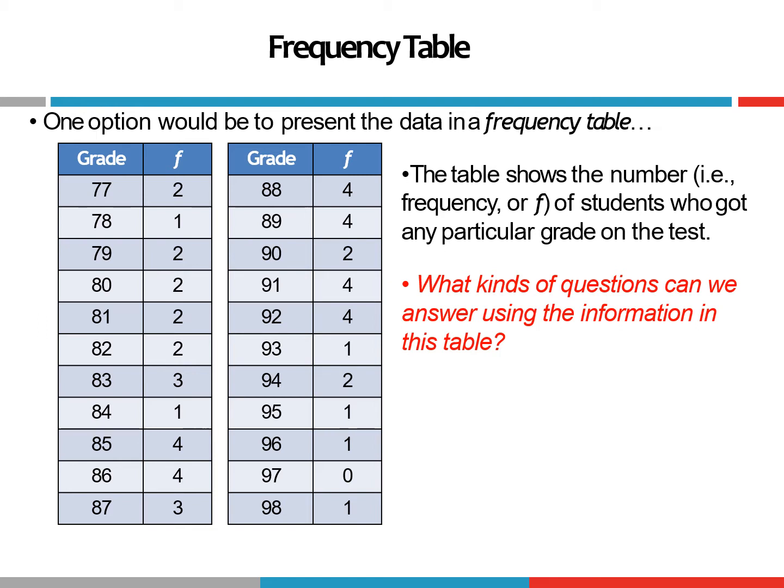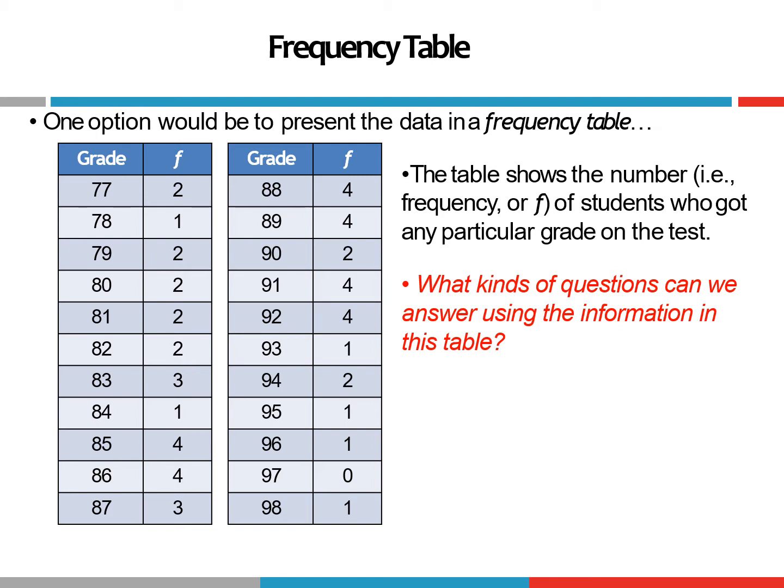Well, there's a couple of things, right? One thing that jumps right out at us is the highest and lowest exam grade, right? Because they're ordered numerically, right? So the lowest exam grade is a 77 and the highest exam grade is a 98, okay?